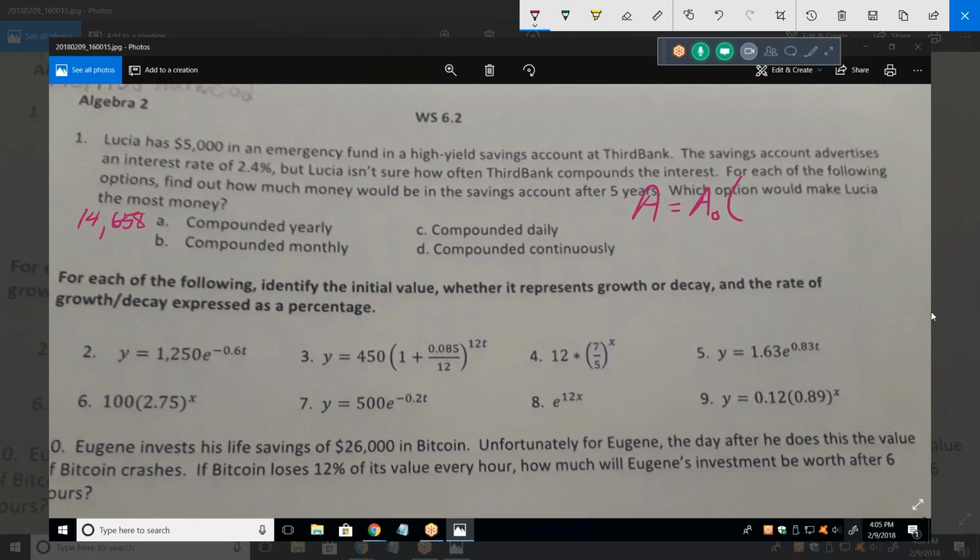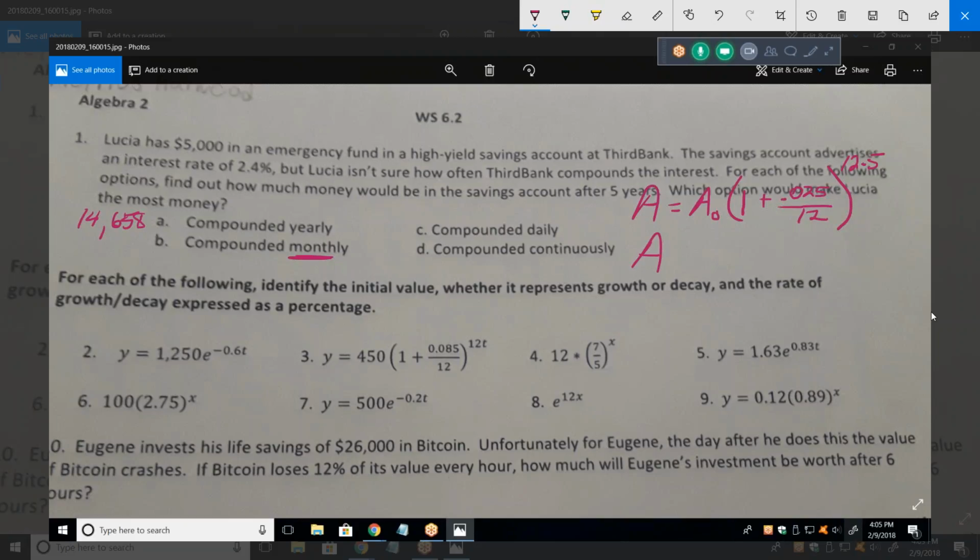It's not quite the same, it's close. It's 1 plus 0.025, but you have to divide that 0.025 by the number of times a year it's being compounded. How many is that? 12. Compounded monthly means 12 times a year. And we're going to multiply it by n times t. Well, n is 12, so it's 12 times 5. In other words, we're going to take that number to the 60th power.